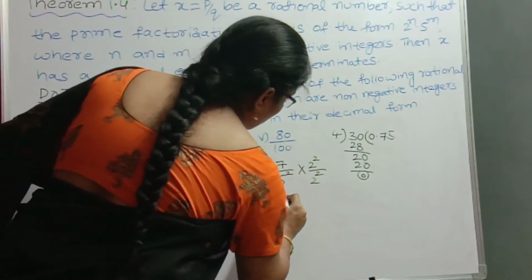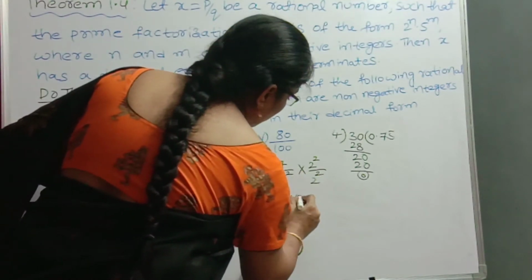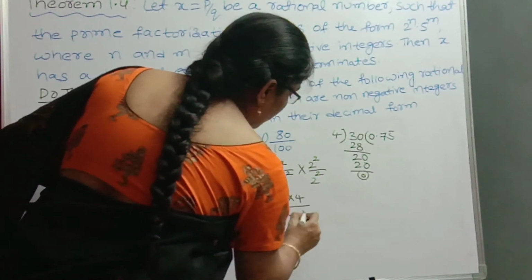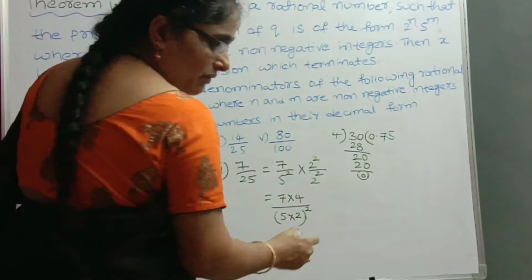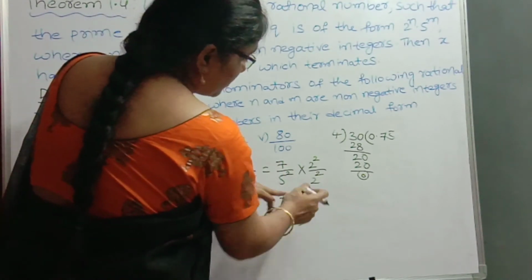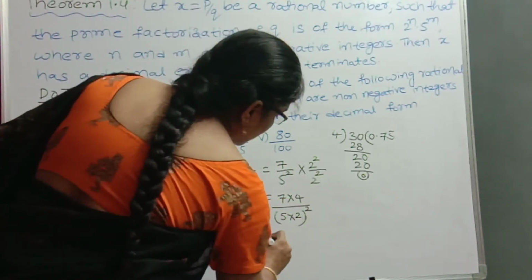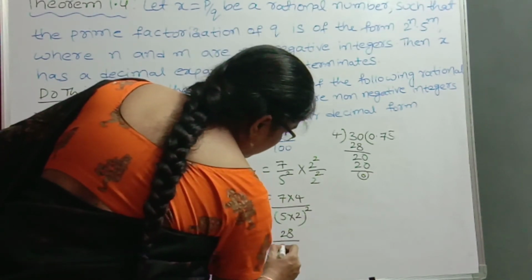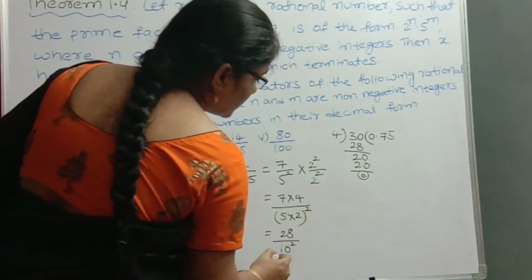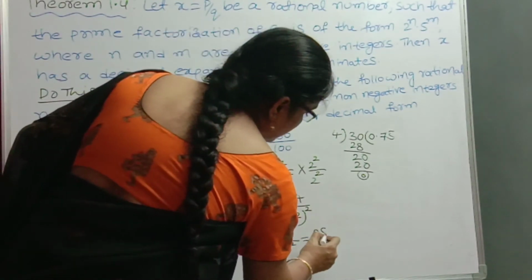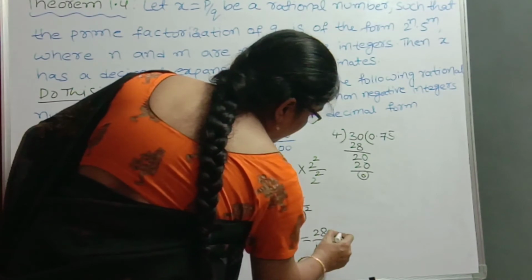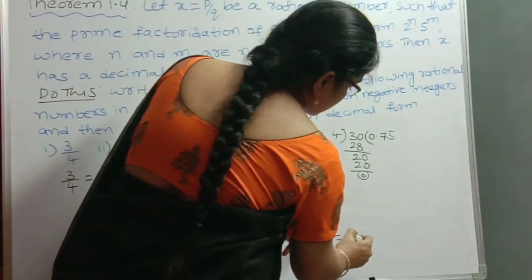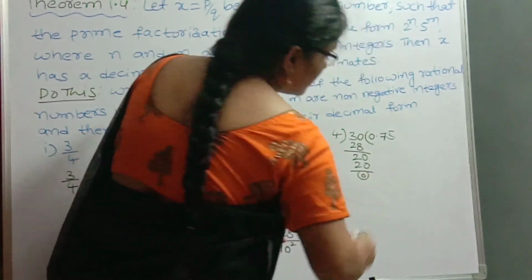Now it equals what? 7 into 2 squared means 4, so the denominator is 5 into 2 whole squared. This is a power m into b power n, and I am writing this as a into b whole to the power of m. Now it equals 7 4s are 28 by 5 2s are 10 squared. 28 by 10 squared equals 28 by 100. 28 by 100 can be written in decimal form as 0.28.